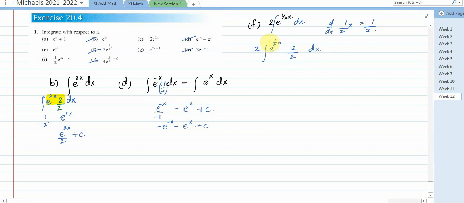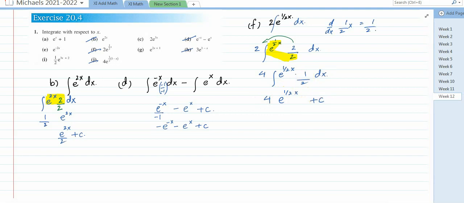Now the function is e to the power 1 upon 2x and its derivative is this part, right? Now the function is ready to integrate, and this 2, if we take outside the integral sign, 2 twos are 4, so it's 4 e to the power 1 upon 2x times 1 upon 2 dx. The integral of exponential function is exponential, and we need to apply plus c here.